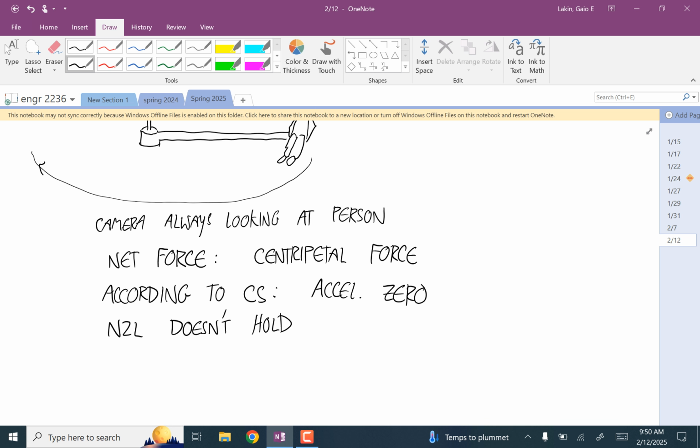Okay, so next time I'll talk about free body diagrams, and I'll talk about the 3 types of forces that we'll deal with, known directions, and then we'll be able to do calculations.